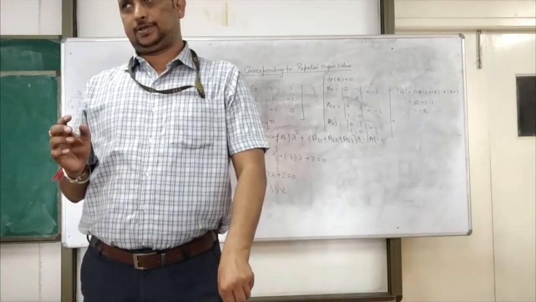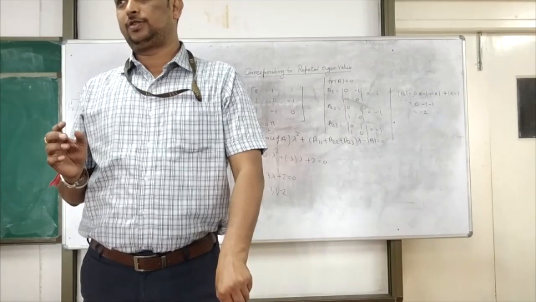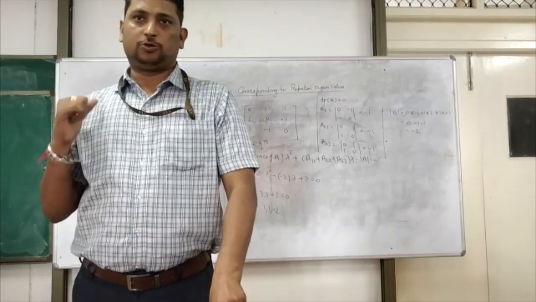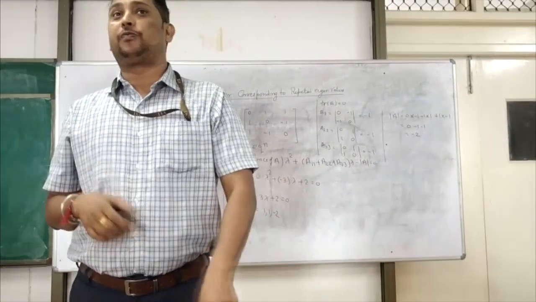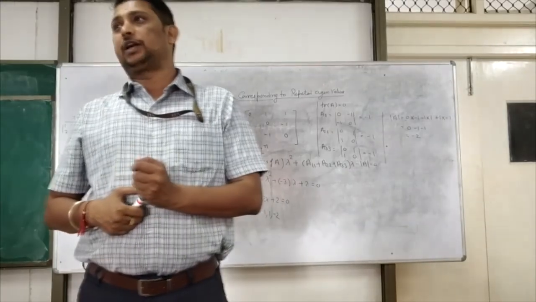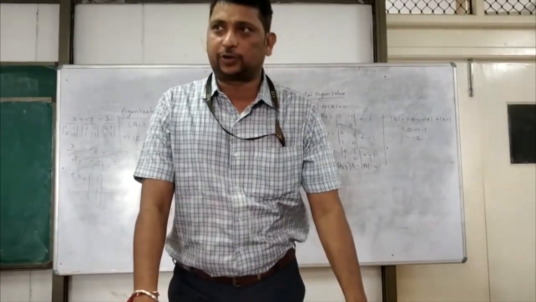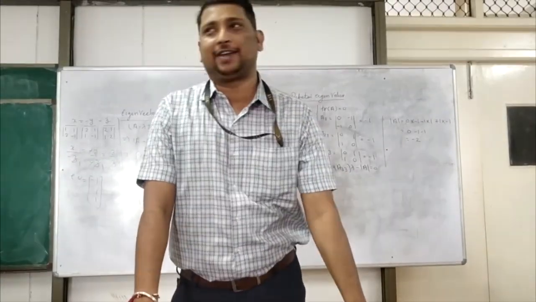So the eigenvector corresponding to the non-repeated eigenvalue is over. Now it is time for the eigenvector corresponding to the repeated eigenvalue.